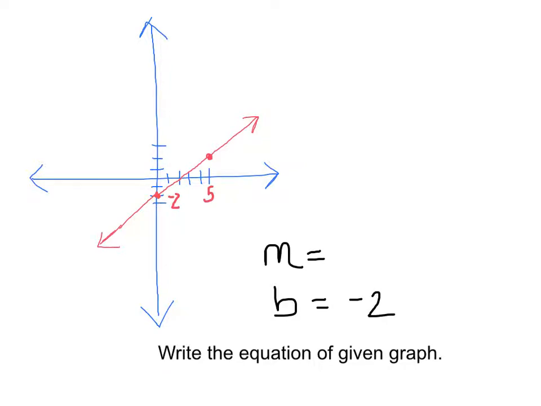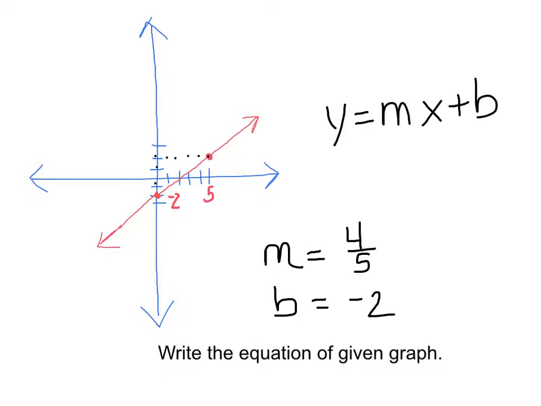And my slope, if I count from one point to the other, is up 1, 2, 3, 4, and over 1, 2, 3, 4, 5. So my slope is 4/5. So to write the equation of this line, y equals mx plus b, I would just substitute in these two values. Y equals 4/5 x minus 2.